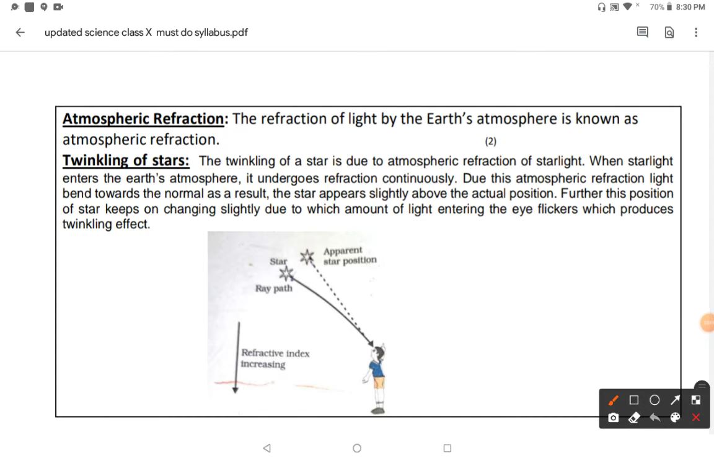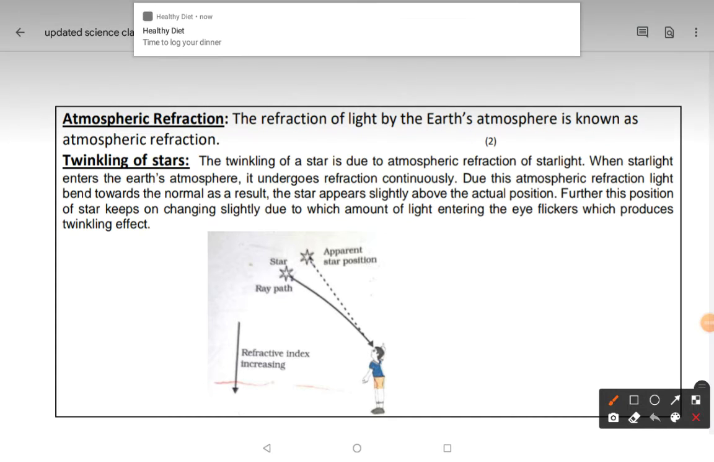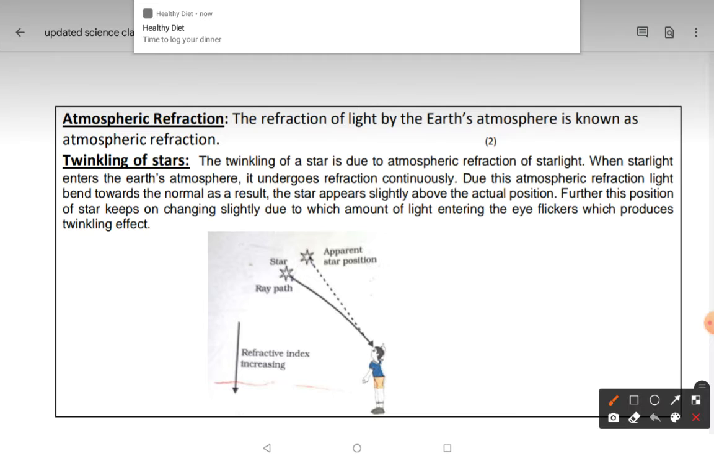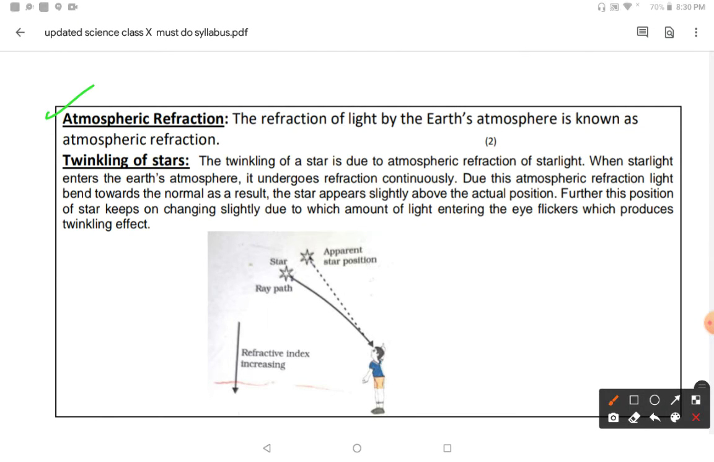Due to these properties, we will discuss the next topic, atmospheric refraction. The refraction of light by the earth's atmosphere is known as atmospheric refraction. There are a few daily life phenomena which are based upon atmospheric refraction. Out of that, one is the twinkling of stars. Why do stars twinkle? Because stars twinkle due to atmospheric refraction of starlight.